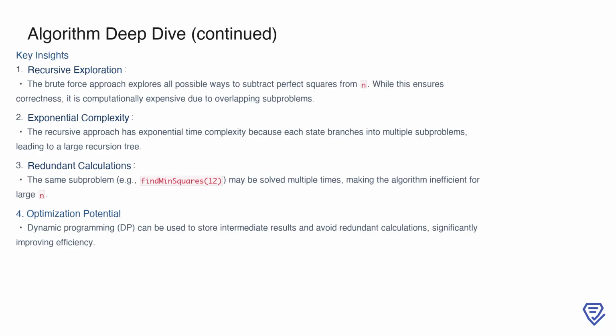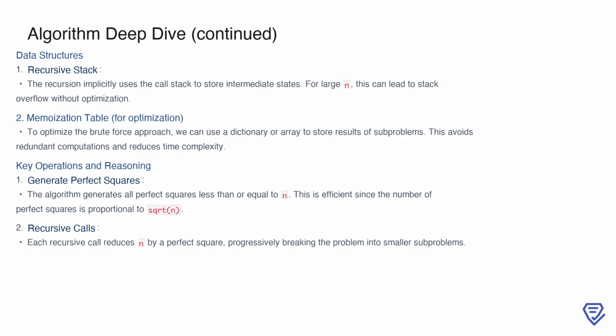One promising avenue is to use dynamic programming. By storing the results of already solved subproblems, we can avoid recomputing them and drastically reduce the time complexity. This optimization not only eliminates redundant work but also makes the solution scalable to larger values of n. To optimize the brute force approach, we need to leverage appropriate data structures. The recursive solution inherently uses the call stack to manage intermediate states, but this can lead to stack overflow if n is large. To address this, we can introduce a memoization table, such as a dictionary or an array, to store the results of subproblems.